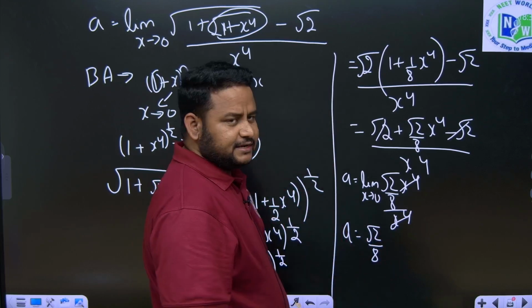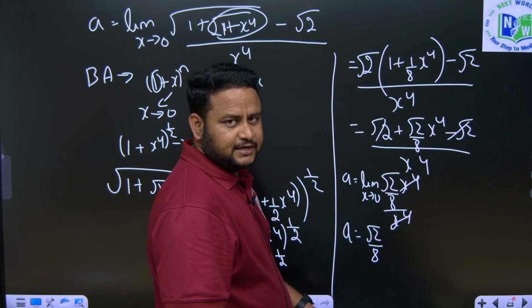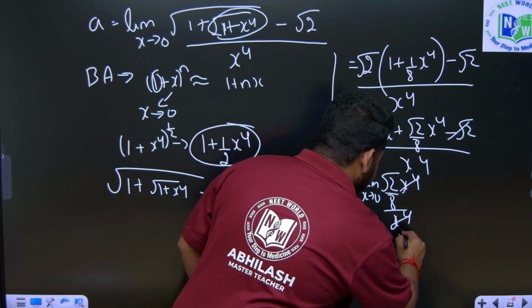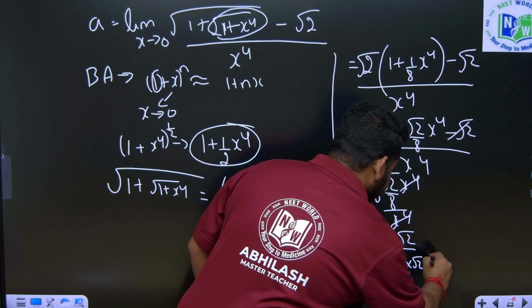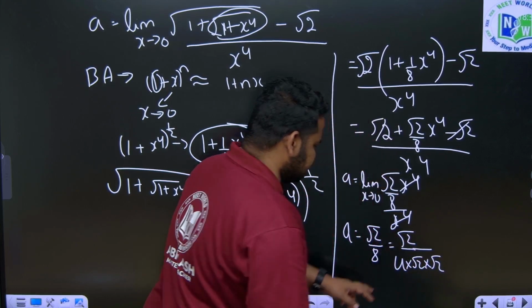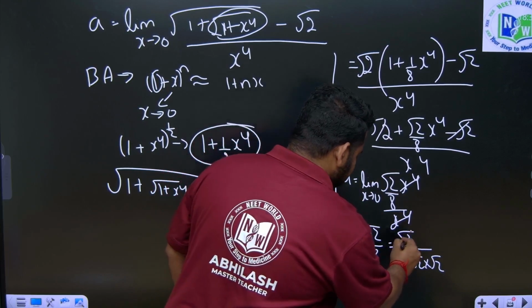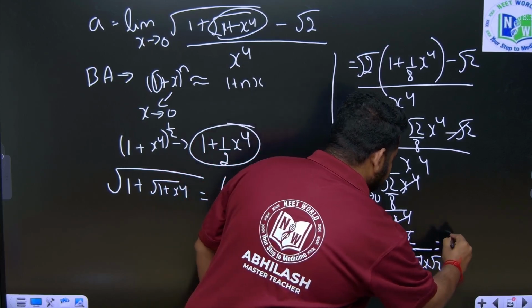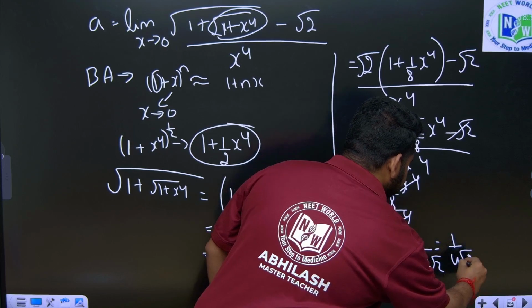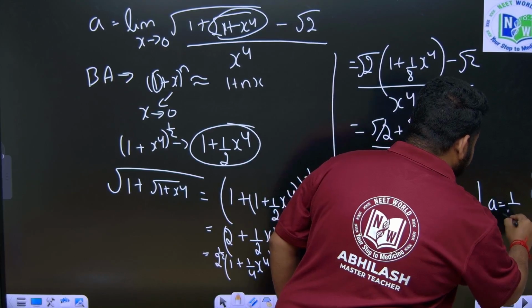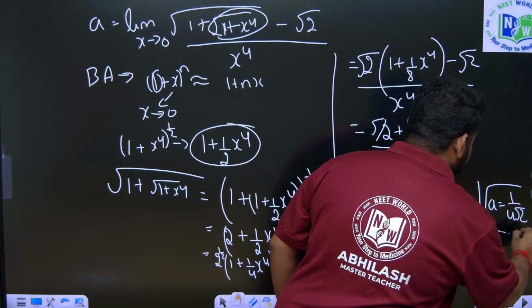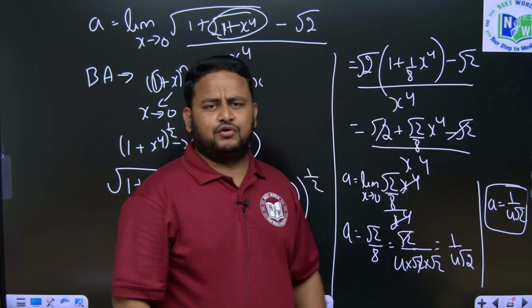8 can be written as 4 into 2, so that is square root of 2 by 4 into 2. Rationalizing the numerator, root 2 cancels, so I will be left with 1 by 4 root 2. So what did we get, friends? We got A is equal to 1 by 4 root 2, right?